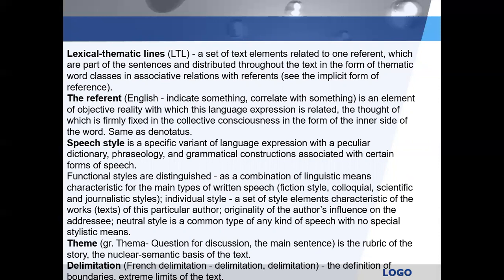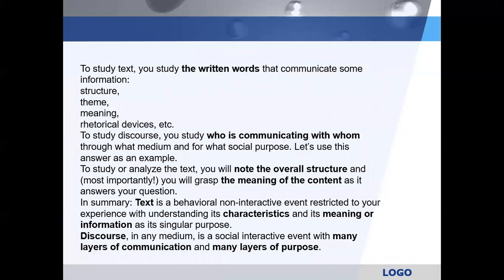Theme is a rubric of the story, including the semantic basis of the text. Delimitation, the definition of boundaries, extreme limits in the text. To study text, we study the written words that communicate some information: structure, theme, meaning, rhetorical devices, etc. To study discourse, we study who is communicating with whom, through what medium, and for what social purpose.